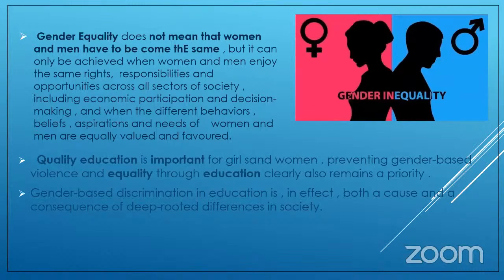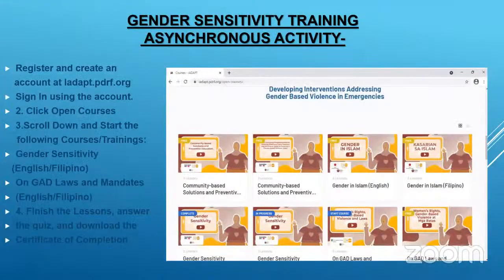Equality education is important for girls and women, for preventing gender-based violence, and equality through educational careers also remains. If we add this to education from childhood or from pre-primary, we can make children understand gender equality, which we don't understand now. We should treat both man and woman equally. They both should have equal rights to express themselves in society, in family, anywhere.